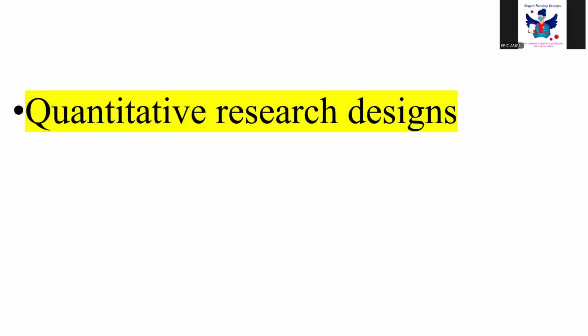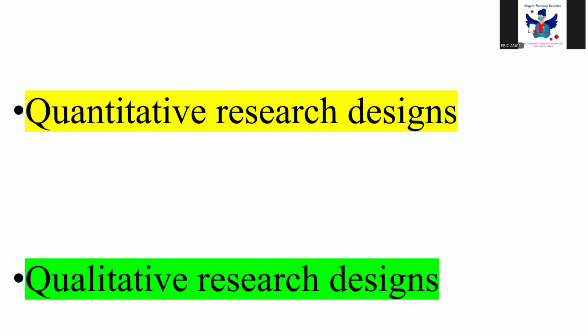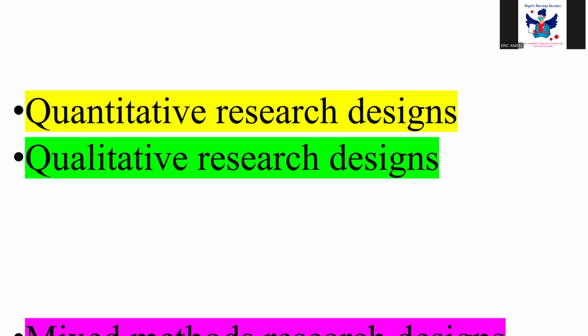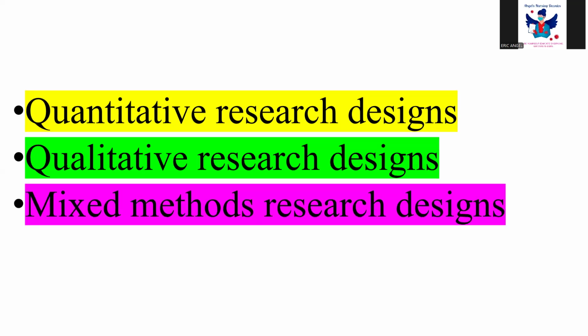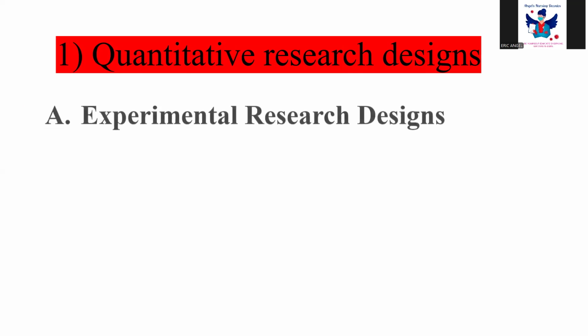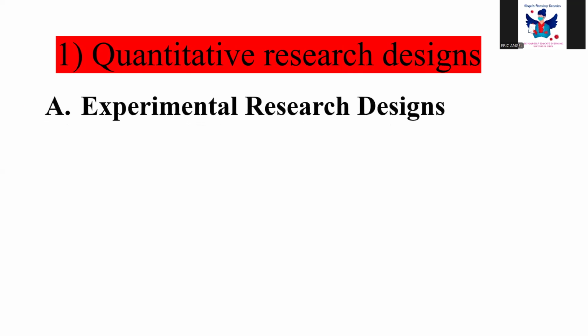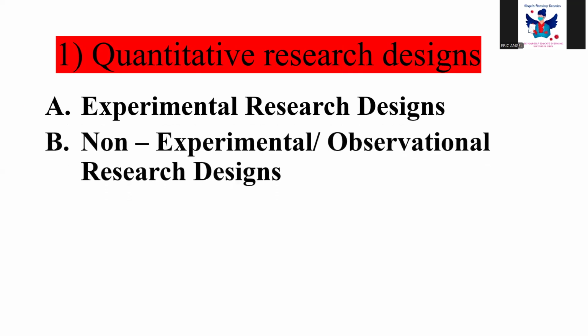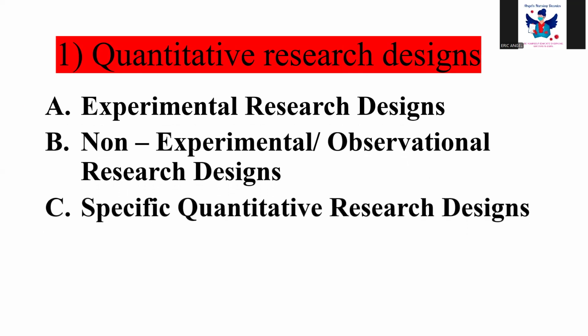Research designs are classified into three broad categories and several subtypes. They are quantitative research design, qualitative research design, and mixed method research design. First, let's see the classification of quantitative research design. It is again classified into three categories. First, experimental research design. Second, non-experimental or observational research design. Third, specific quantitative research design.